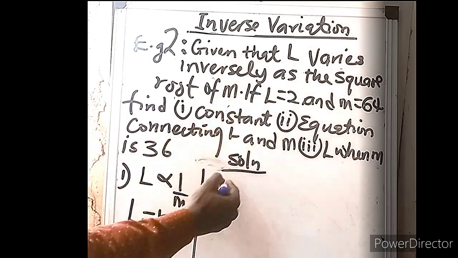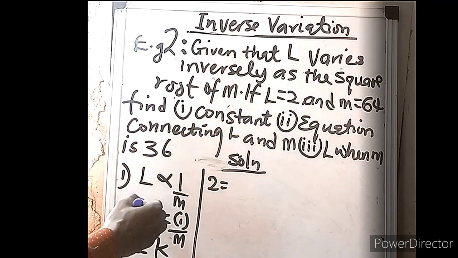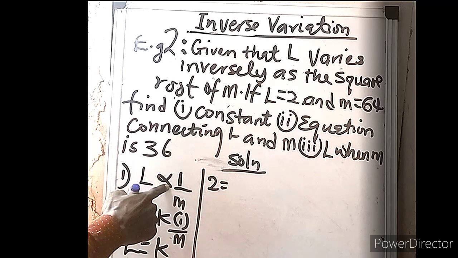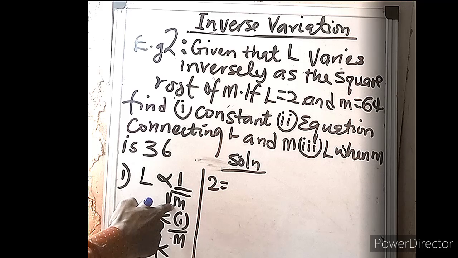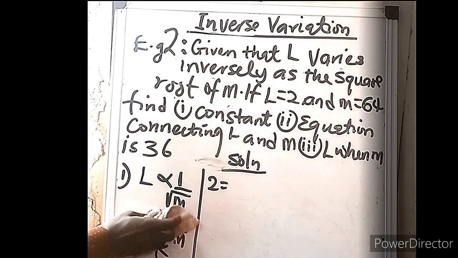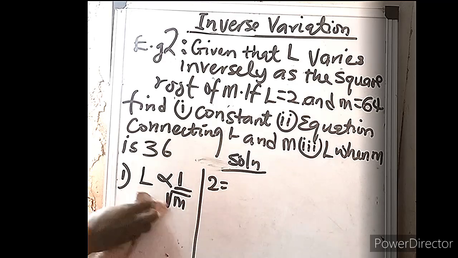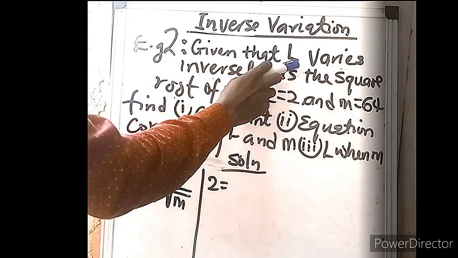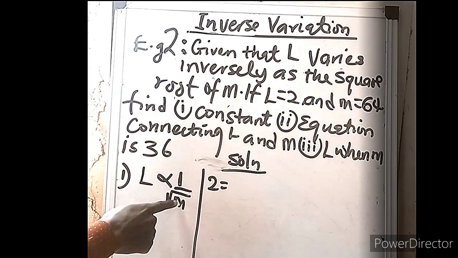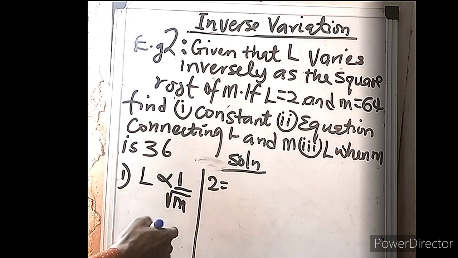We are told that L is 2, and take note the square root, please. Let's state this clearly. Remember, we were told L varies inversely as the square root of m. Take note, square root of m, please. L varies inversely as the square root of m, so that L equals k. We already know k times 1 is k over what? Square root of what? M.